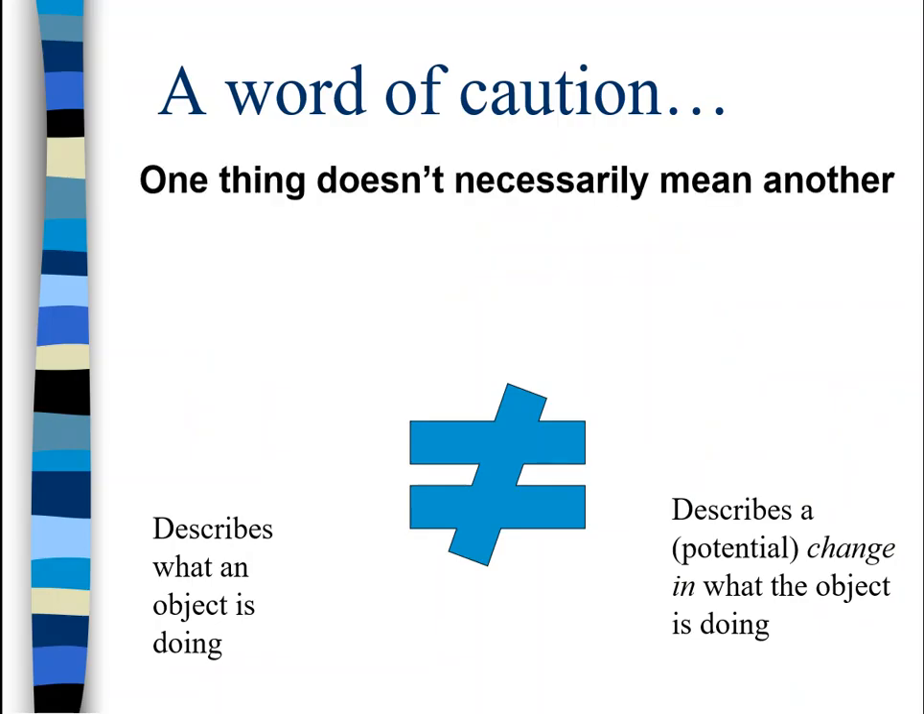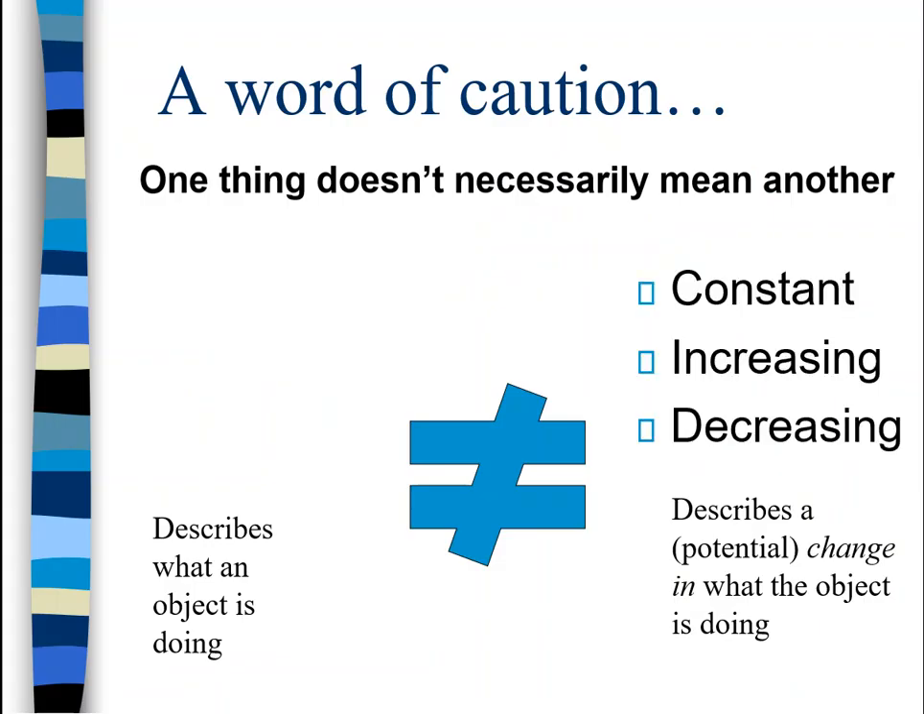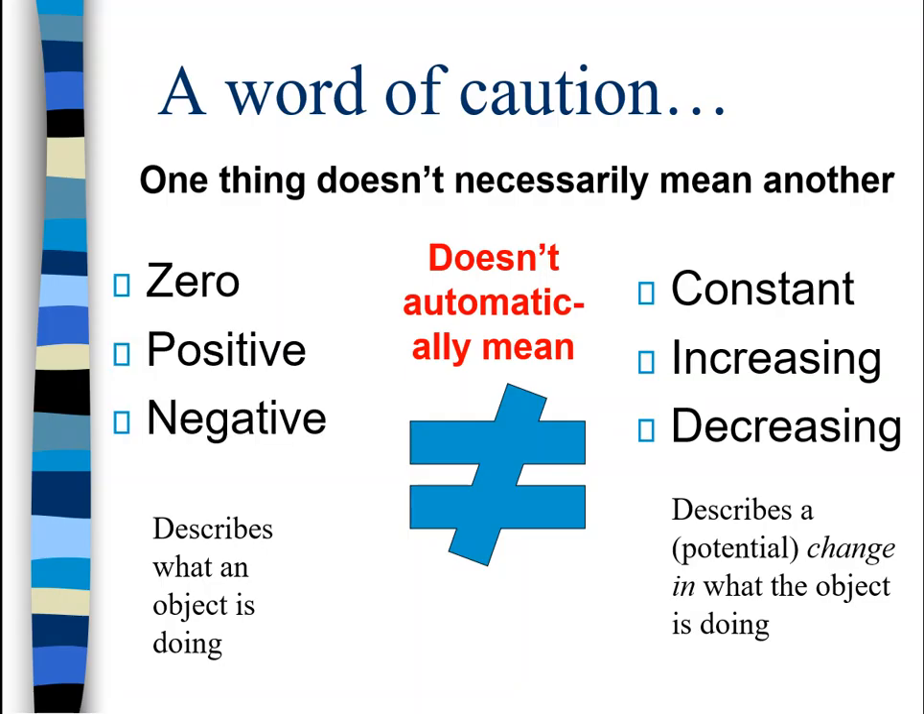Okay, a word of caution. One thing doesn't necessarily mean another. So there are different ways of describing aspects of a graph. We can say the slope of a position time graph is constant, or increasing, or decreasing. You cannot be constant and increasing at the same time. You can't be constant and decreasing at the same time. What you're just doing is describing a change or potential change in what the object is doing. So how the object is moving, right? The object is moving at a constant velocity, or the object is moving at an increasing velocity, and so on.